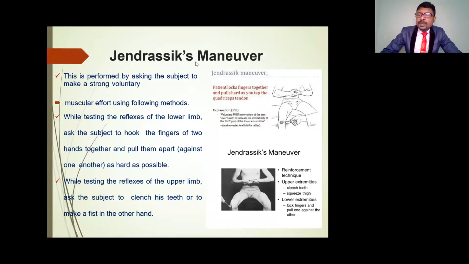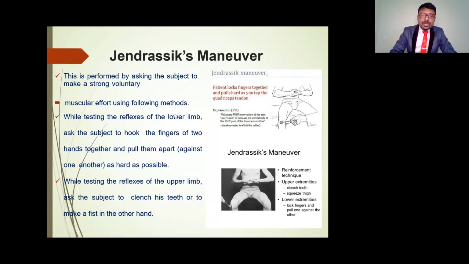So Jendrassik's maneuver means, if you are performing the reflexes for the upper limbs, ask them to clench the teeth and also squeeze the thighs. If they concentrate on clenching the teeth and squeezing the thigh muscles, the upper body muscles are going to be relaxed. Then if we tap over the biceps, it will give an easier response. This is performed by asking the subject to make a strong voluntary muscular effort using the following methods.